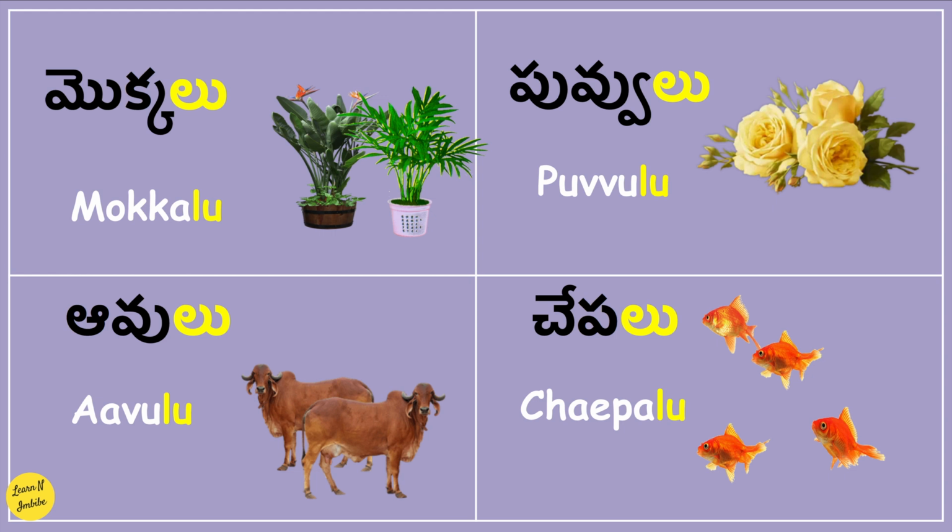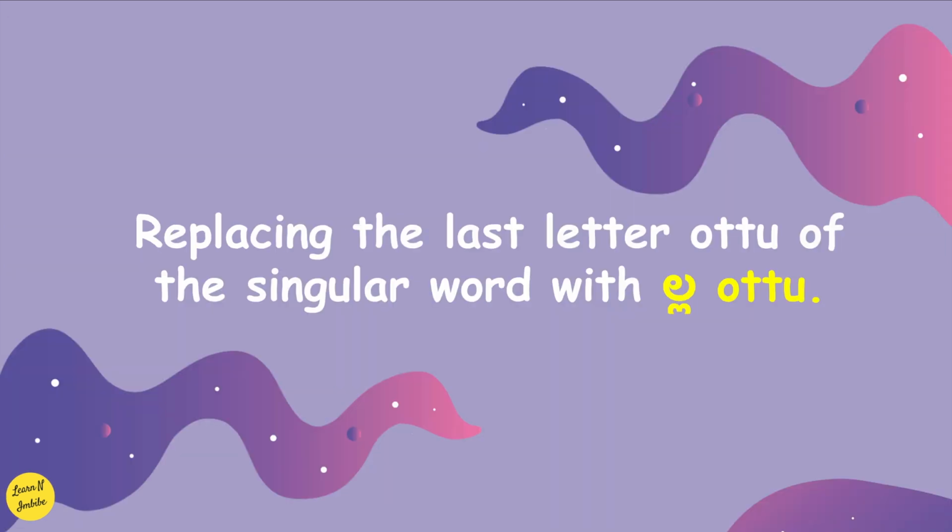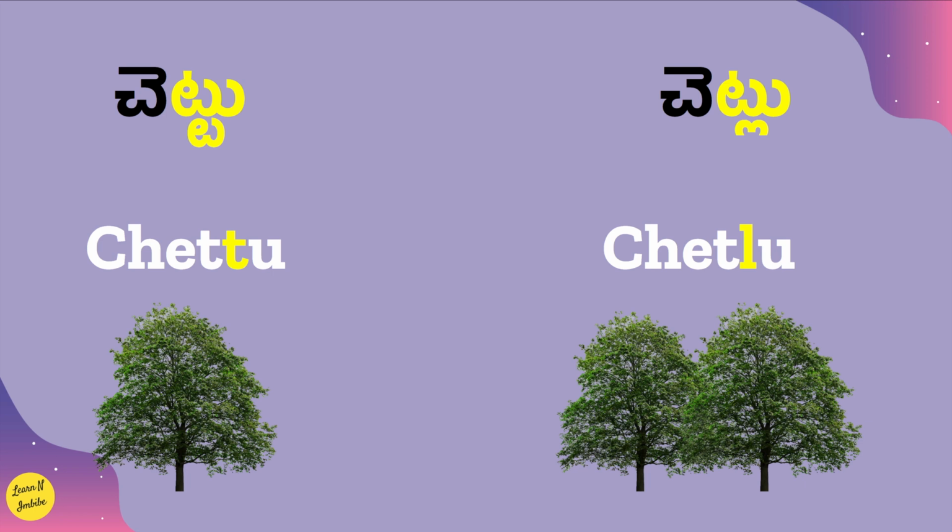Now let's go to the second type. Replacing the last letter uttu of the singular word with lavuttu. Chettu, chetlu. Chettu is a singular word, which is a tree. You have changed the ottu of the last letter to the lavuttu. That is chetlu, which means trees.